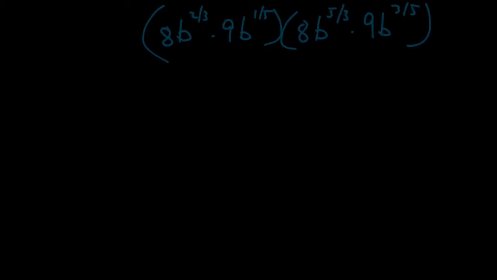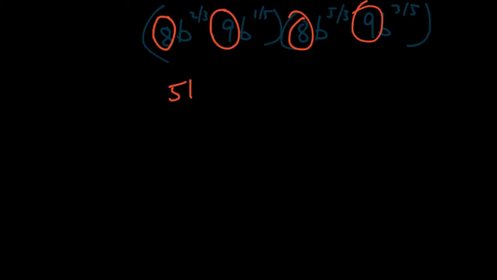In this problem, do we need this extra parentheses? No, because the parentheses are just attaching. So taking them away, we're going to multiply our coefficients. The coefficients are 8, 9, 8, and 9. So 8 times 9 times 8 times 9 is 5,184. So that's the coefficients.